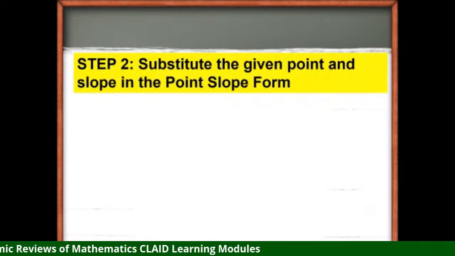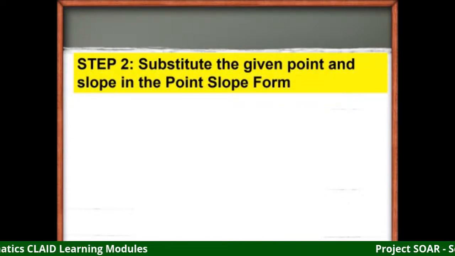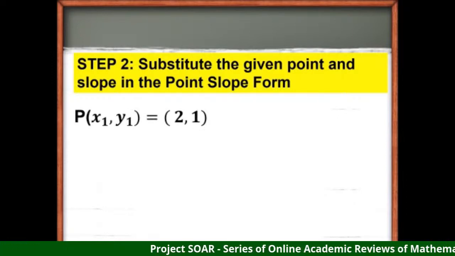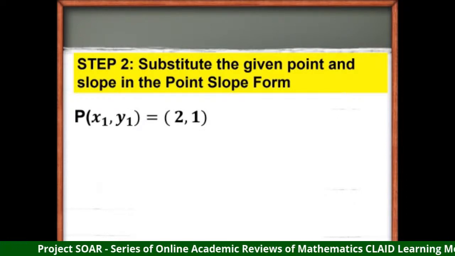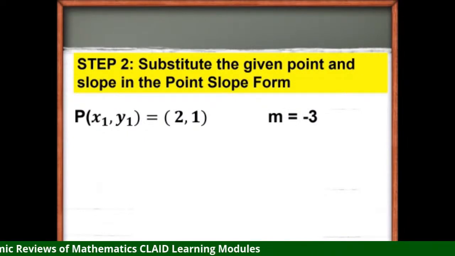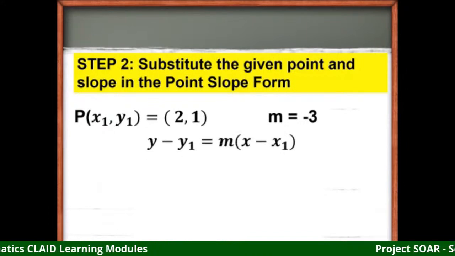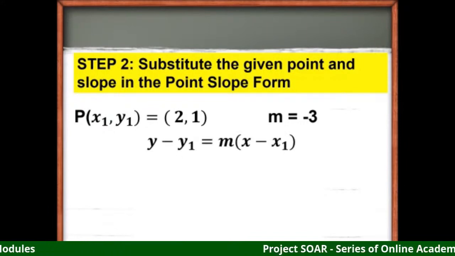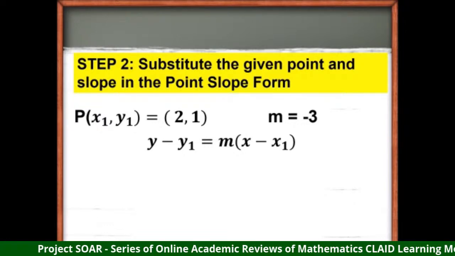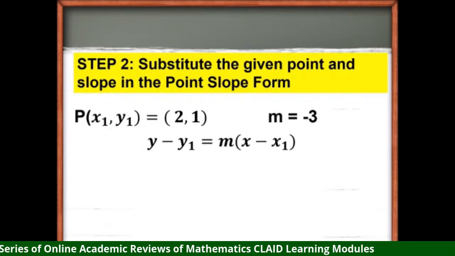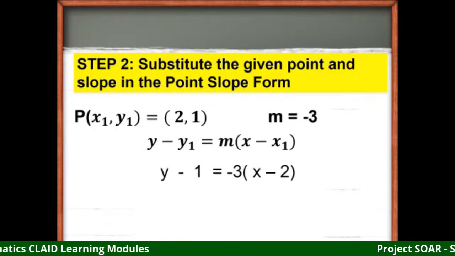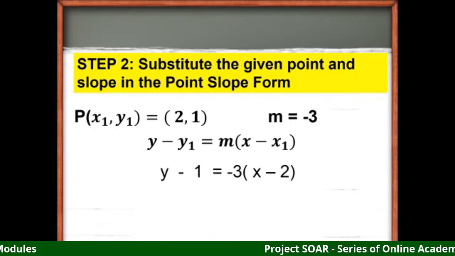Step number 2. Substitute the given point and slope in the point slope form formula. Our x sub 1, y sub 1, or our point is 2, 1. The given slope is equal to -3. Our point slope form formula is y minus y sub 1 equals m quantity x minus x sub 1. Substituting the given point and the given slope in the formula, we have y minus 1 equals -3 quantity x minus 2.